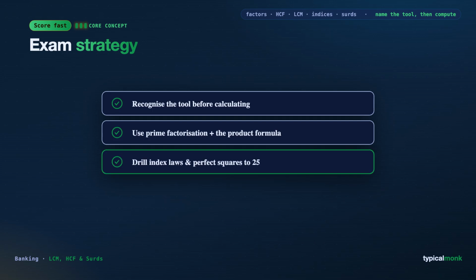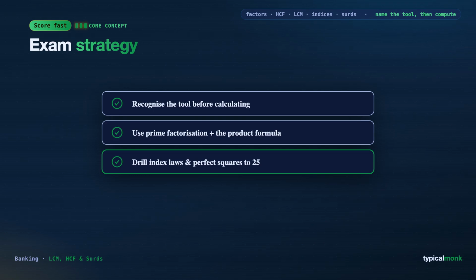Third, drill the small facts that cause silly errors, the index laws: anything to the power 0 is 1, negative indices as reciprocals, and the perfect squares up to at least 25, so you can simplify surds on sight. These are not deep ideas, but under pressure, they are exactly where marks leak away. A few minutes of daily practice locks them in permanently.